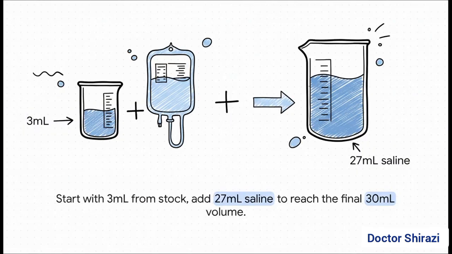And here's what that process looks like. It makes it crystal clear, right? You start with your 3 milliliters of the actual drug from the stock, and then you just add your diluent, in this case, 27 milliliters of saline, to bring that total volume right up to the 30 milliliters you need. It's really just simple addition.